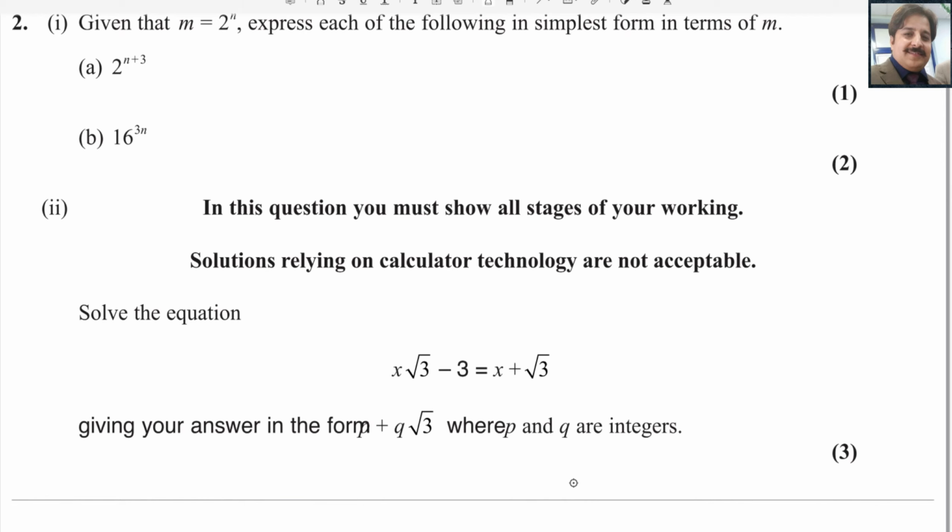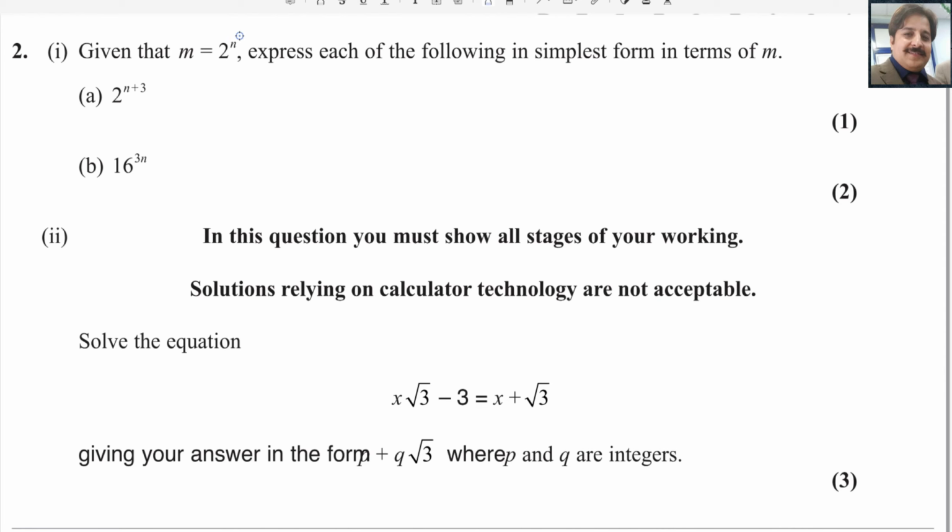In this question, given that m equals 2 to the power n, express each of the following in simplest form in terms of m. First part: 2 to the power n plus 3, and second part: 16 to the power 3n. It is given in the question that 2 to the power n equals m. We will start with this one.